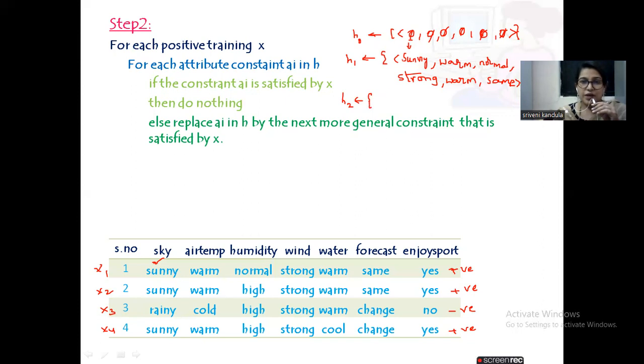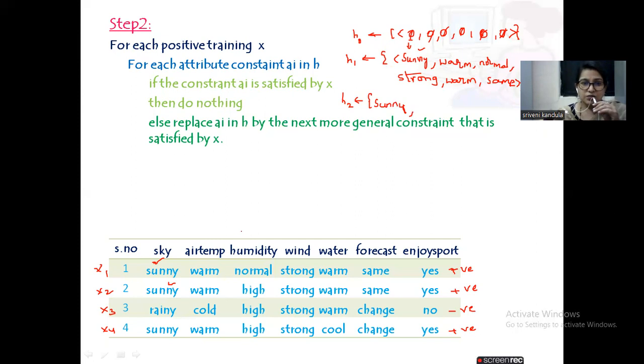So now what I should do, I should take H1 into consideration. This is my latest hypothesis. For each attribute constraint AI, the second example is also a positive one. So again, I'm going to this for loop. For each attribute, what was the first attribute here? It is Sunny. In the hypothesis, what do I have? Here also I have Sunny. So both are matching. So I write it as it is, do nothing. If the constraint AI is satisfied by X, then do nothing. So I am just writing the value as it is, Sunny.